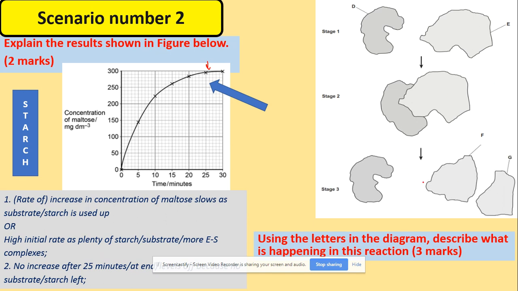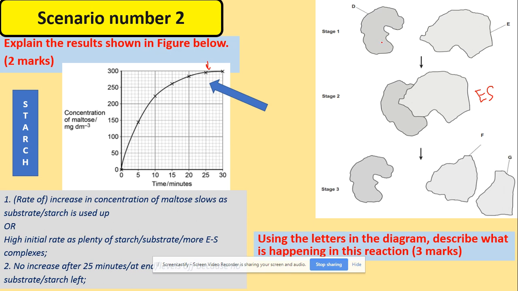And here we've got the diagram, and using the letters, describe. So say what you can see, obviously bringing in the keywords, what is happening. What we can see here is D and E. At stage 2, they join together, forming an enzyme substrate complex. And then we're looking at the products. So we need to think which of those is actually the substrate and which are the products.